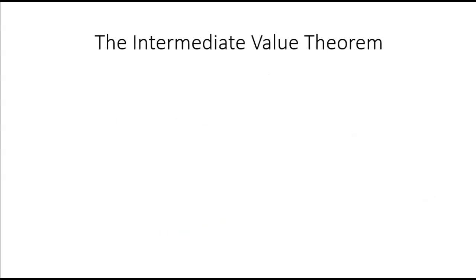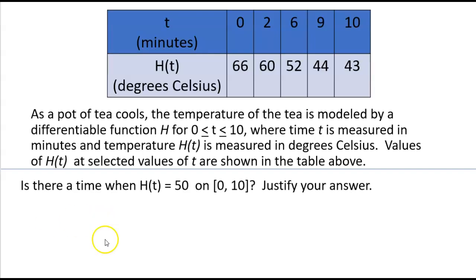Now, the reason I'm talking about it in the context of these problems as well is because they come up in table problems as well. You'll notice that this question looks a lot like the mean value theorem that we saw here. Look at the one we looked at before. Is there a time when h prime of 3 equals 2.3? And now look at this one. Is there a time when h of t equals 50? The only difference is there's no prime here. So when there's no prime, when you're trying to find a value of this function, not its derivative, but of this function, that's an IVT question.